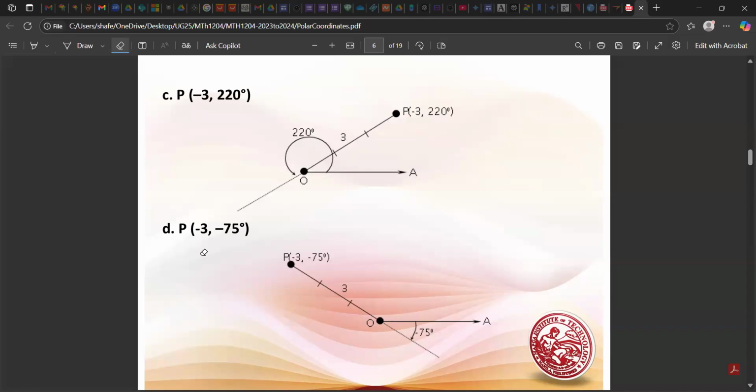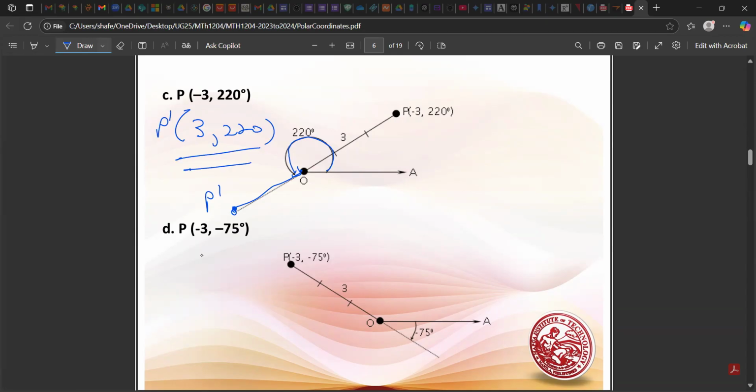And let me go at it a little differently. So I'd probably say, okay, if we had 3 and 220 degrees, we would have measured our 220 degrees, and then measure from here 3 units this way. This point here, let's call it P prime, is going to be 3, 220 degrees. But the point we're dealing with has minus 3 here.